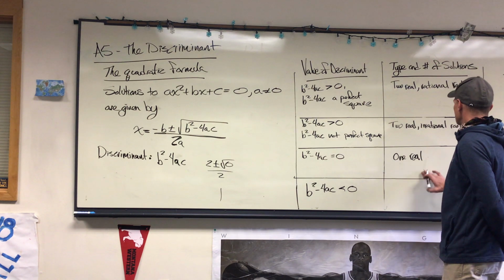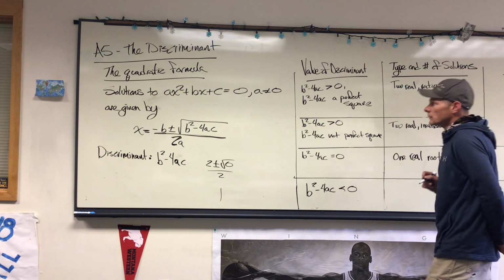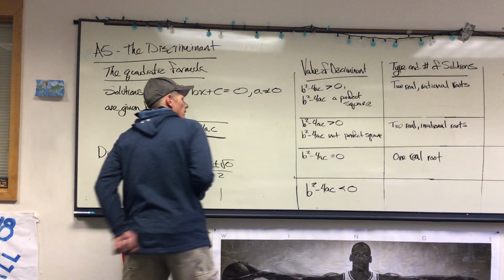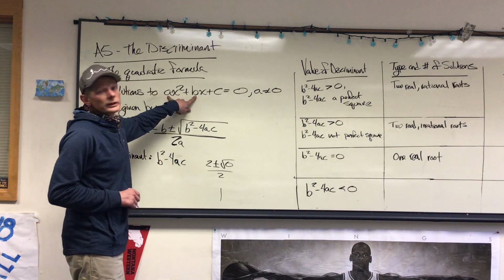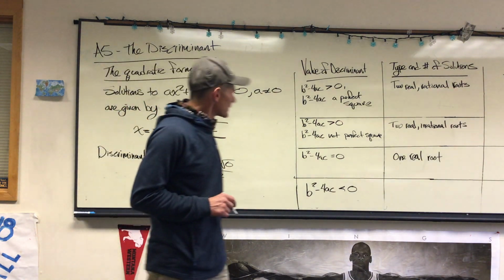I'm just going to say one real root, actually, because there's nothing that tells us that a or b can't be irrational numbers, right? So I wanted to stop and think about that for a second.